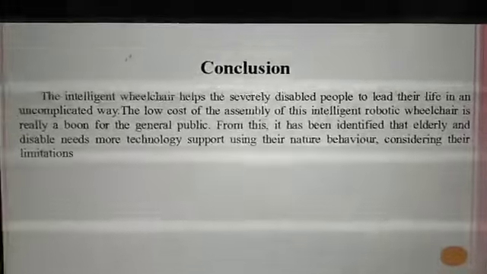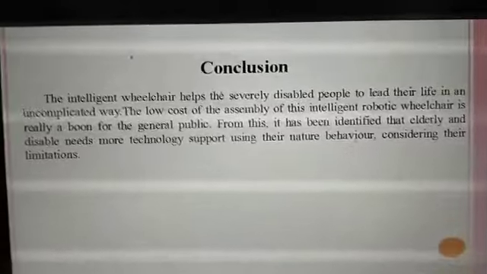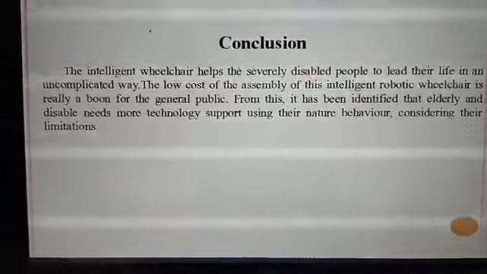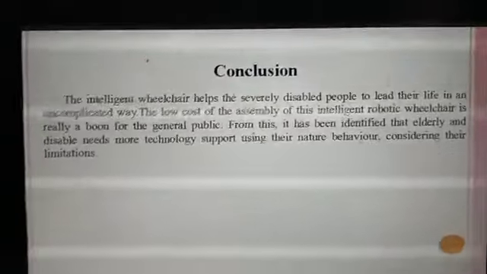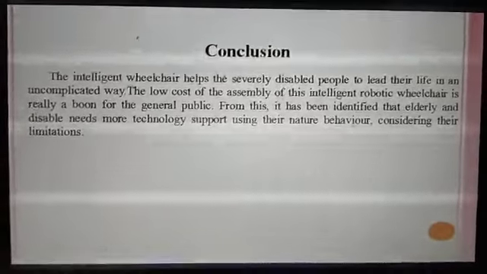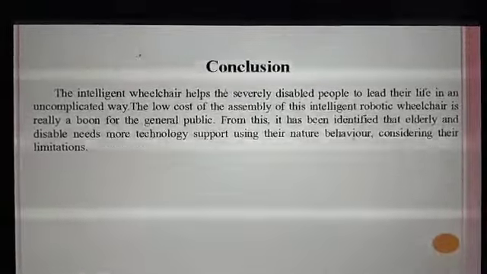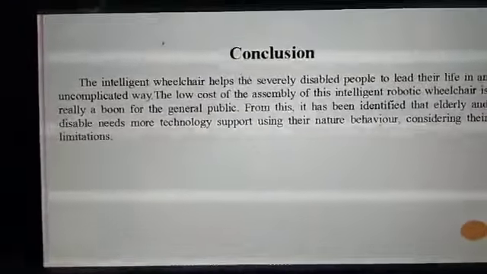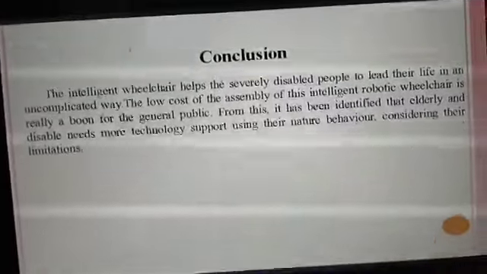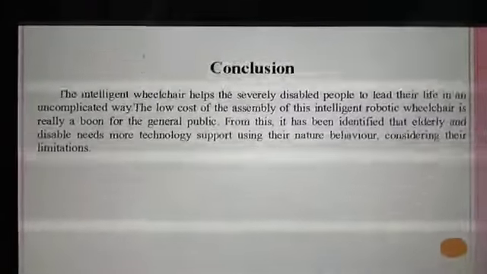Conclusion: the intelligent wheelchair helps severely disabled people in employment and in leading their life in a simpler and easier way. It is a low cost assembly; this project costs only within 30,000 rupees, with features like speed control, direction control, obstacle detection, etc. So people who are financially weak and not able to purchase the costlier wheelchairs, like the 1.1 or 1.5 lakh wheelchairs available in the market, can afford it. Because of this, we have designed such a wheelchair at low cost, which will be affordable for financially weak people.